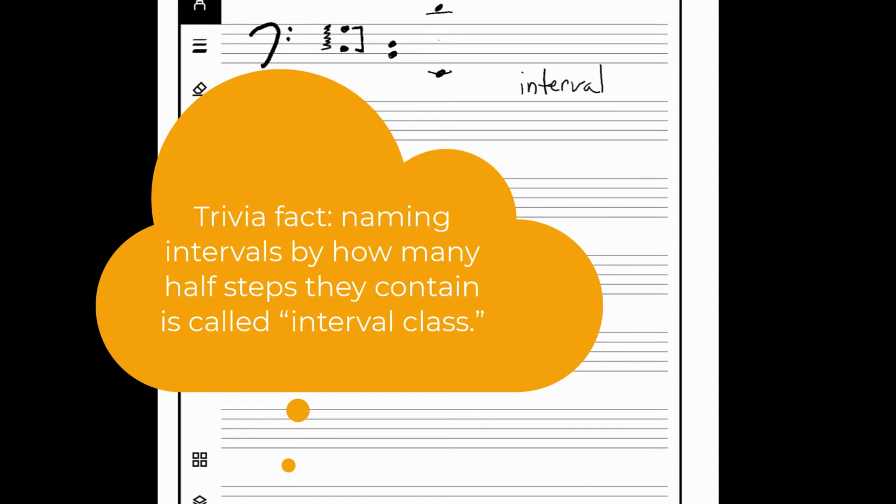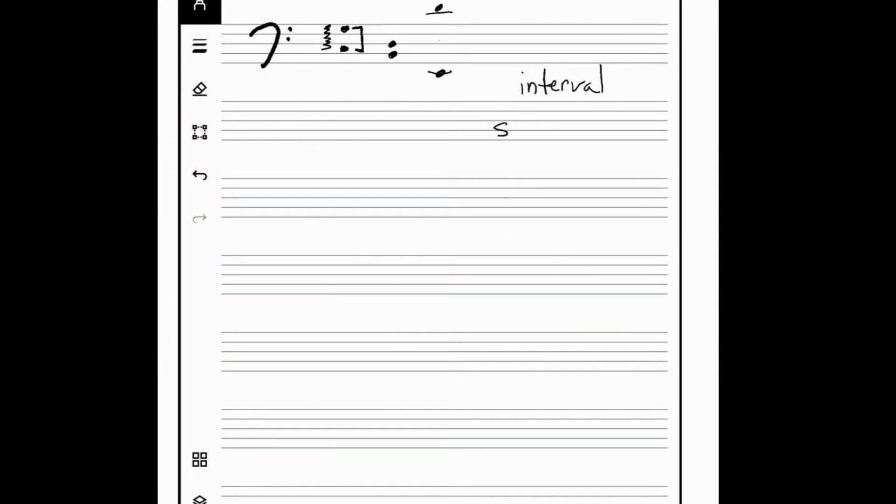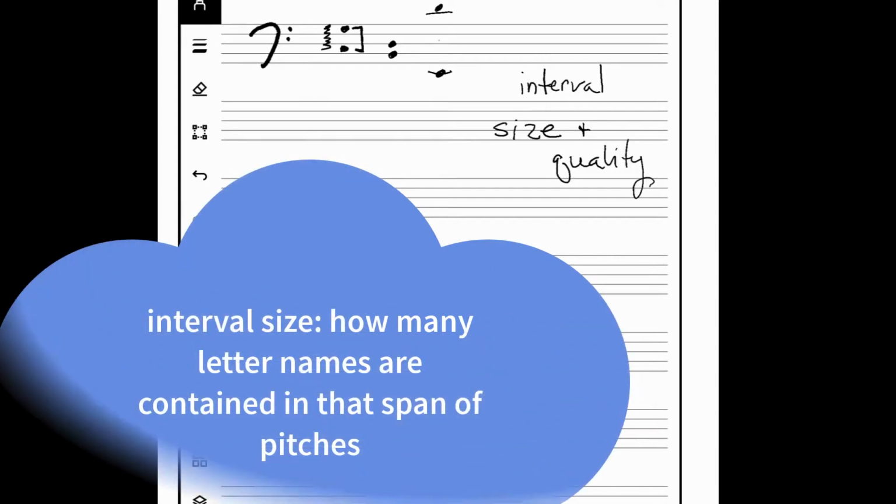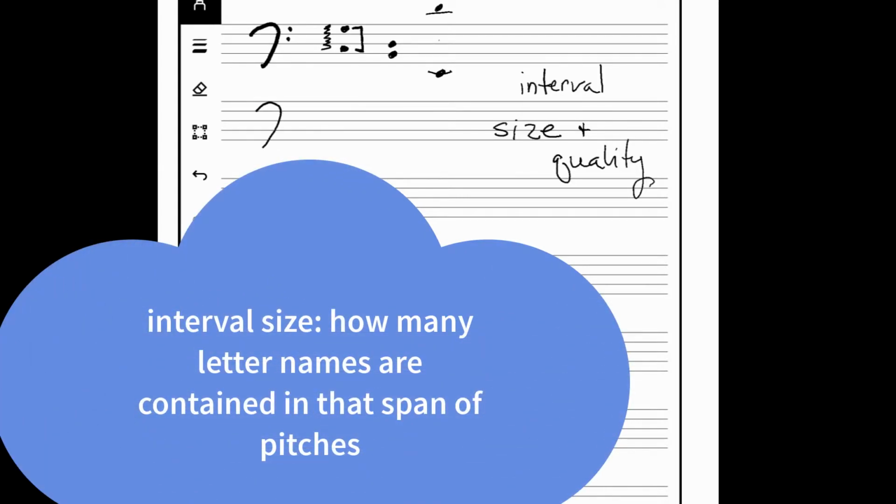Instead, we're going to measure our intervals in the traditional and useful way, that is a two-step process. It's called size and quality. First, interval size. Interval size means how many letter names are touched between the bottom note and the top note of the interval.